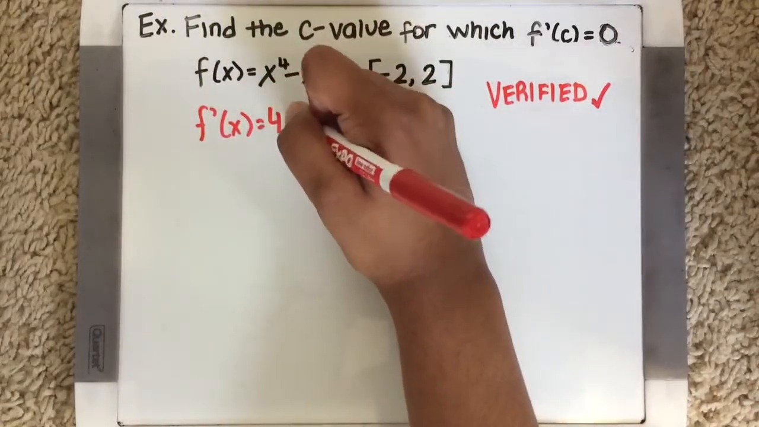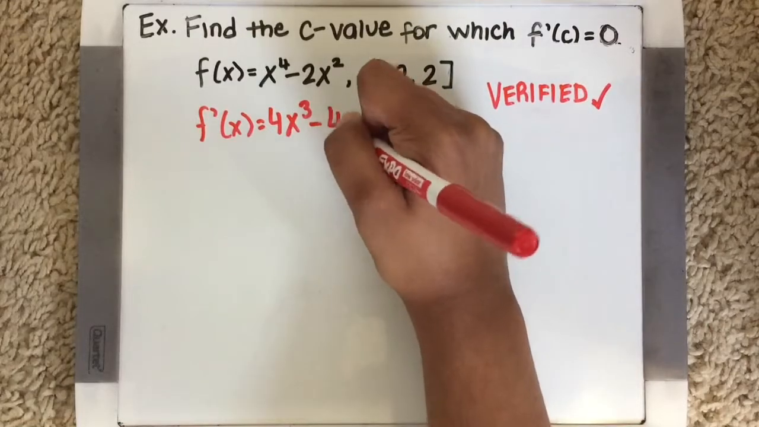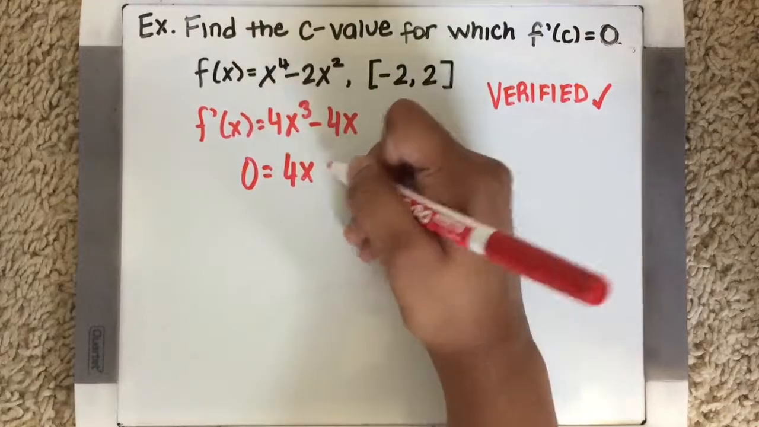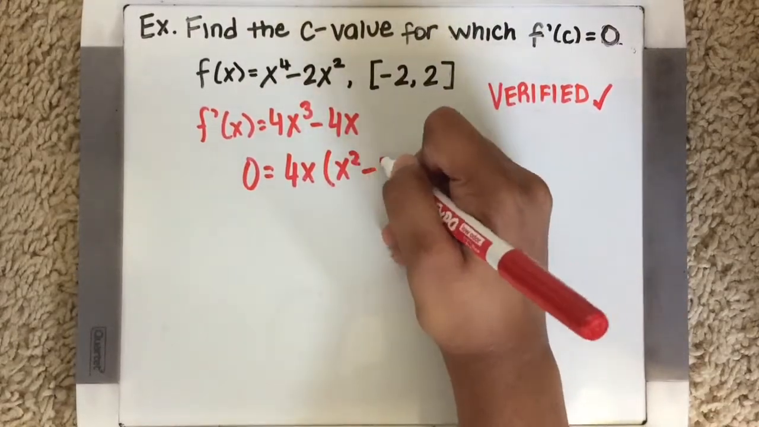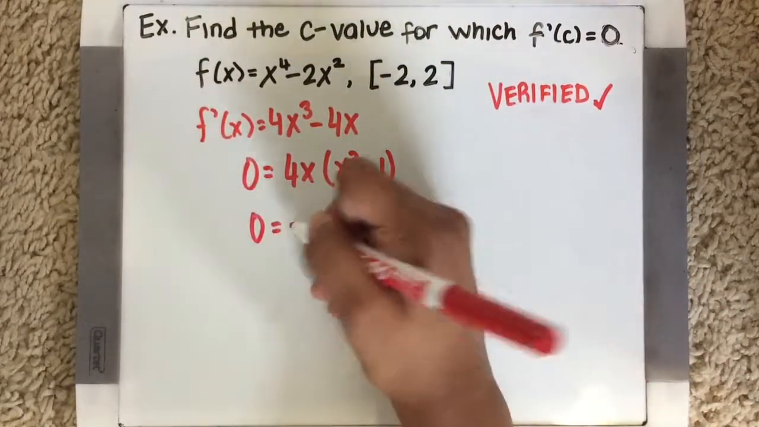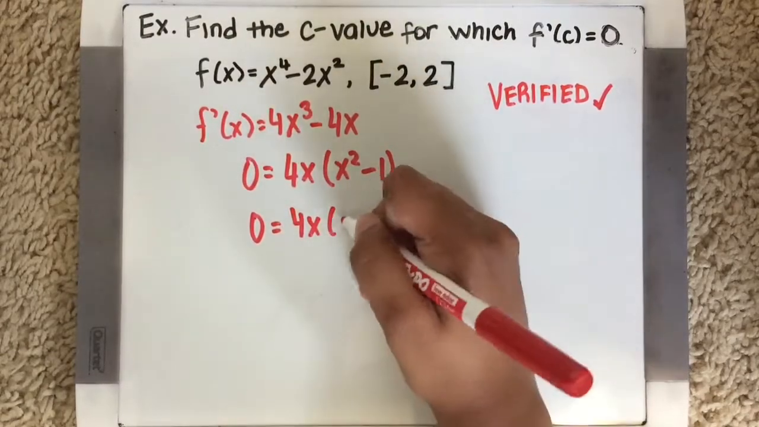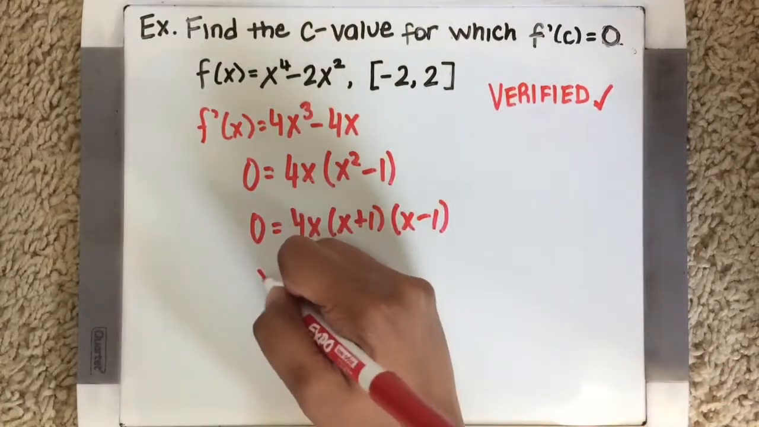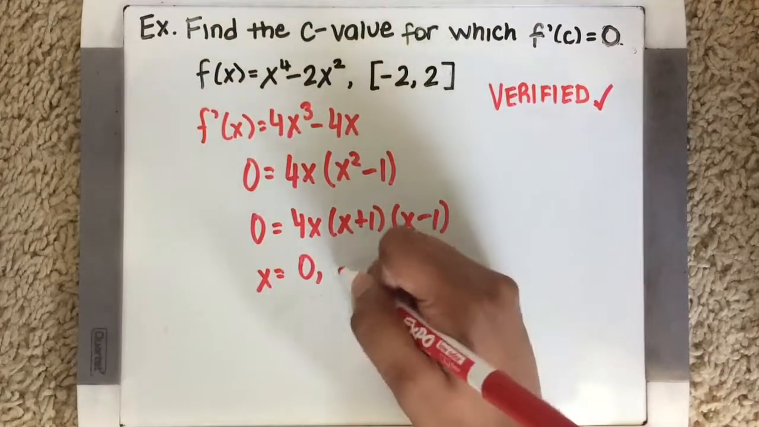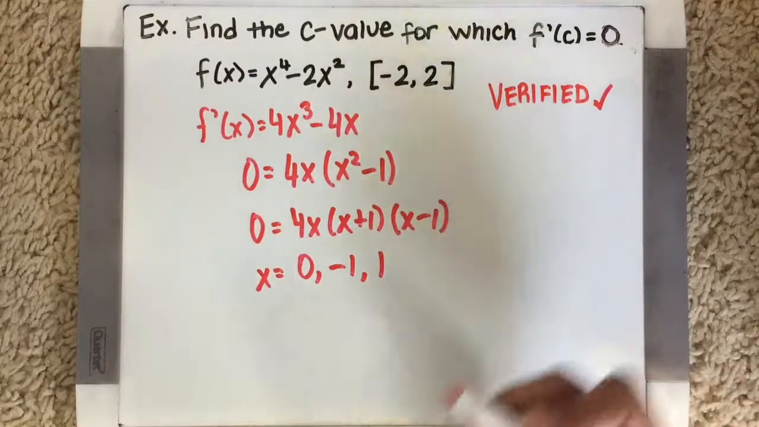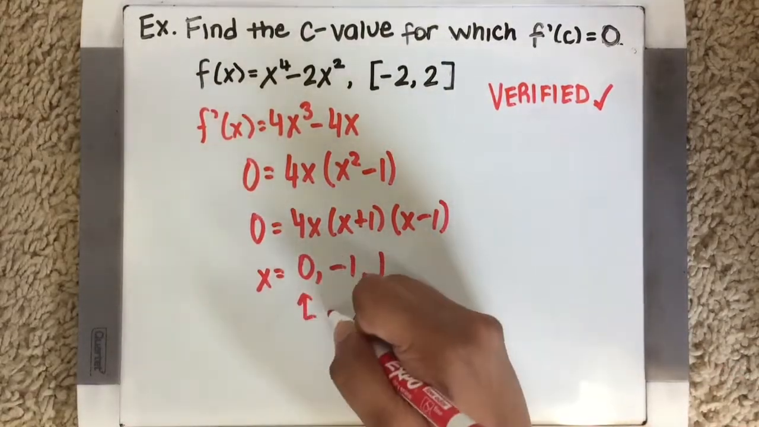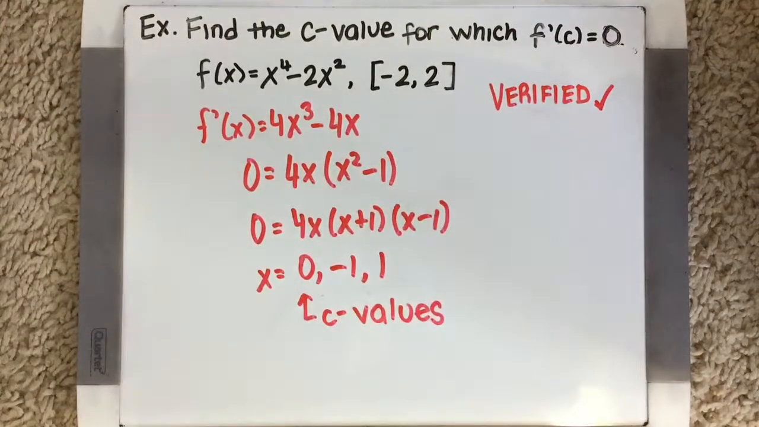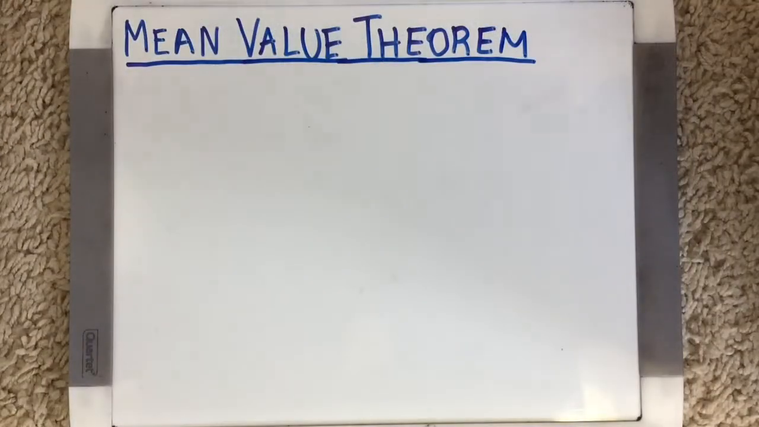When we take the derivative, we get 4x cubed minus 4x. Setting equal to 0, we can factor out a 4x to obtain 4x times x squared minus 1, which can be further simplified into 4x times x plus 1 times x minus 1, giving us x values of 0, -1, and +1. All three of these are within the given intervals, so therefore our c values are 0, -1, and 1. Let's move on to the mean value theorem.